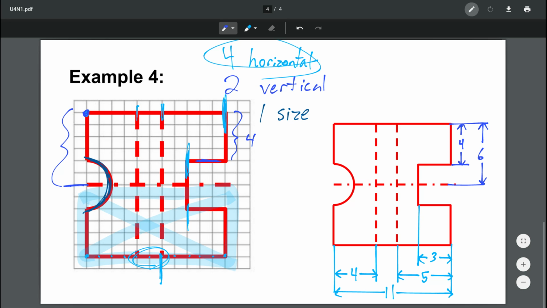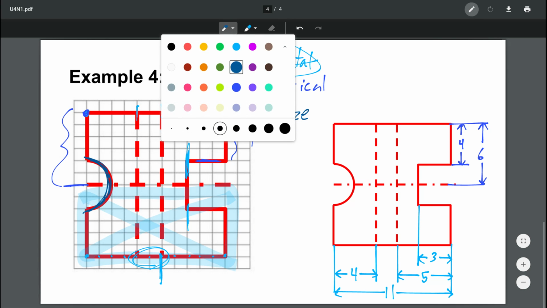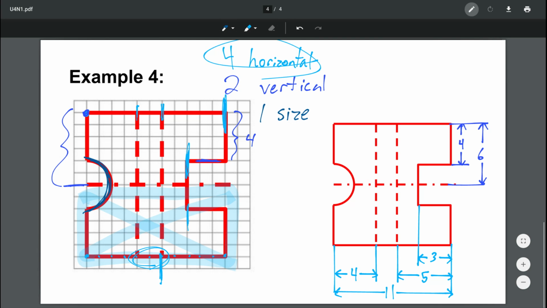And then the last thing that we need to do is look at the size of that arc. And so the size of the arc, if we look at the center, we can go 1, 2 to the side. And we can actually do that in multiple different directions. So that means that the radius is 2. And so I'm going to draw a leader line horizontally and then right into the arc. And I'm going to put R for radius and 2 for the measurement. And that's our final example.